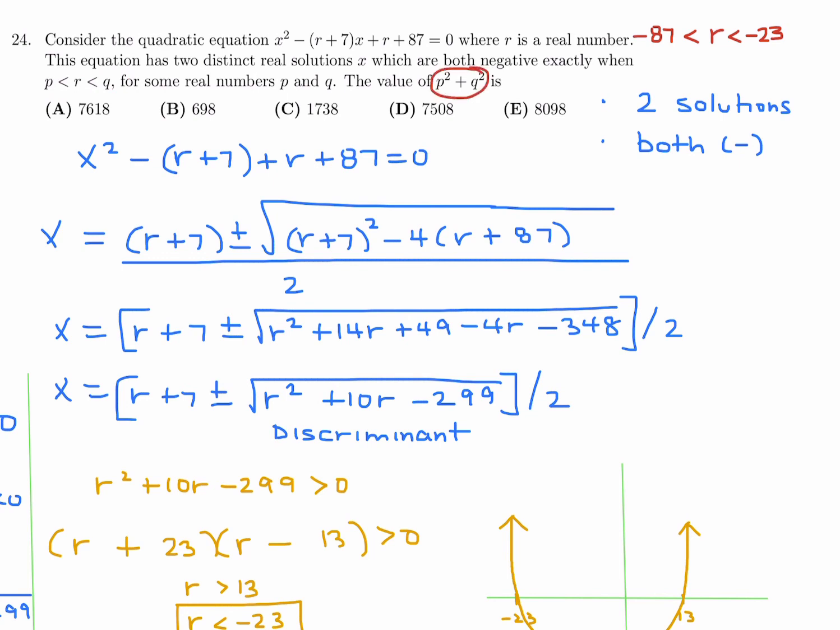Now they want p squared plus q squared. Well, this is my p, and this is my q. So p squared plus q squared is just minus 87 squared plus minus 23 squared. And that is equal to 8098, conveniently right underneath. So the answer to number 24 is E.